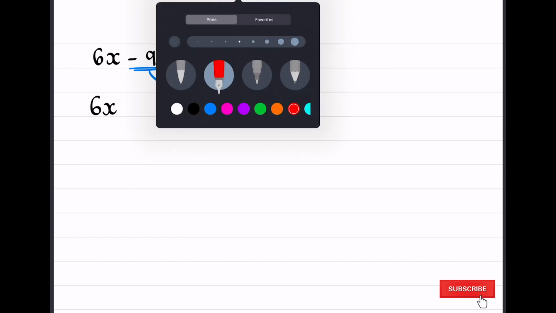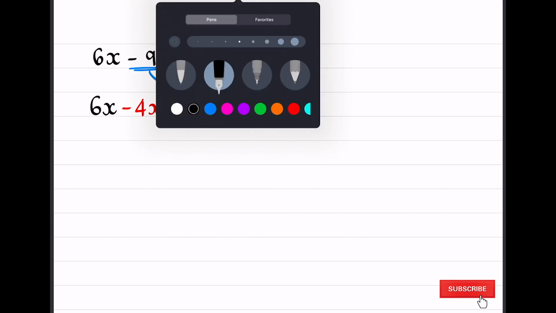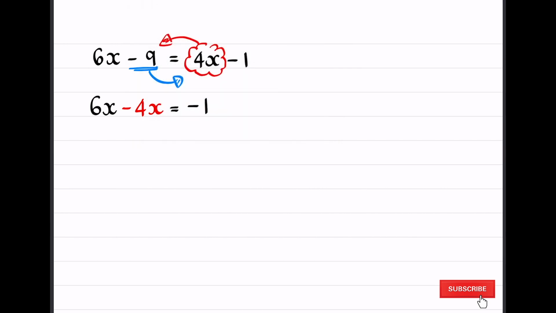The 4x is currently a positive 4x on the right-hand side, so when it goes across, it now becomes a negative 4x. That will be equal to, the negative 1 is there first, stays the same, and the negative 9 when it goes across now becomes positive 9. So I have 6x minus 4x, which gives me 2x, equal to negative 1 plus 9, which is positive 8.